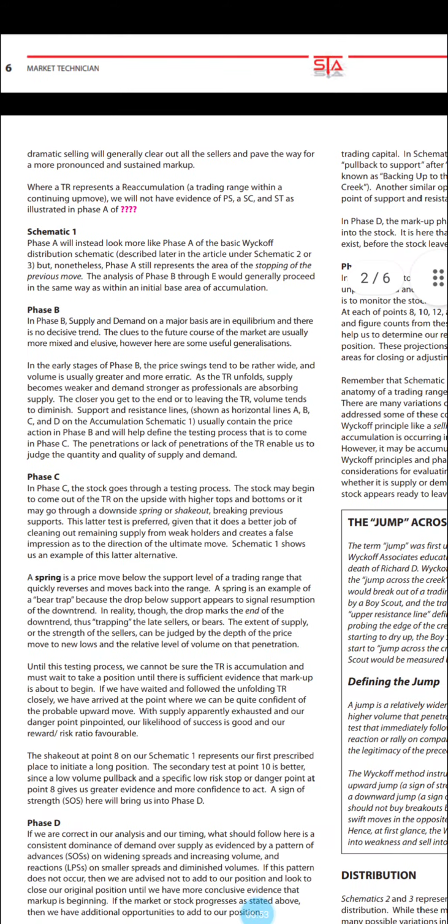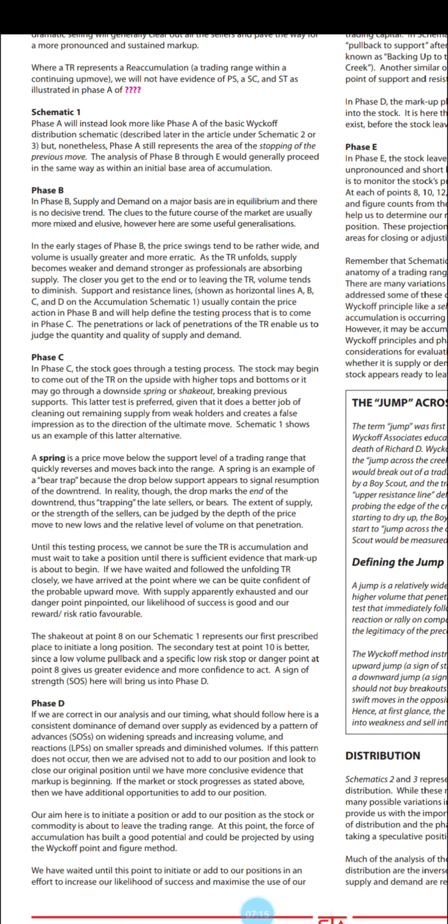So let's continue. Schematic 1. Phase A will instead look more like Phase A of the basic Wyckoff distribution schematic described later in the article under Schematic 2 or 3, but nonetheless, Phase A still represents the area of the stopping of the previous move. The analysis of Phase B through E would generally proceed in the same way as within an initial base area of accumulation. In Phase B, supply and demand on a major basis are in equilibrium and there is no decisive trend. The clues to the further course of the market are usually more mixed and elusive. However, here are some useful generalizations.